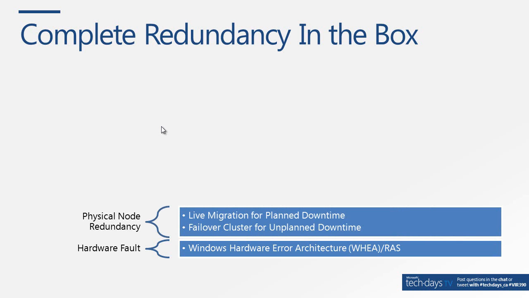In terms of physical node redundancy, there's live migration for planned downtime. So, if you do in fact have an issue, you can live migrate the VMs if you need to do patching. Cluster aware patching, we'll do that for you automatically and so on. But if you have unplanned downtime, if a host does in fact go down, this is where failover clustering kicks in and the VMs get restarted on another node should their host happen to fail.